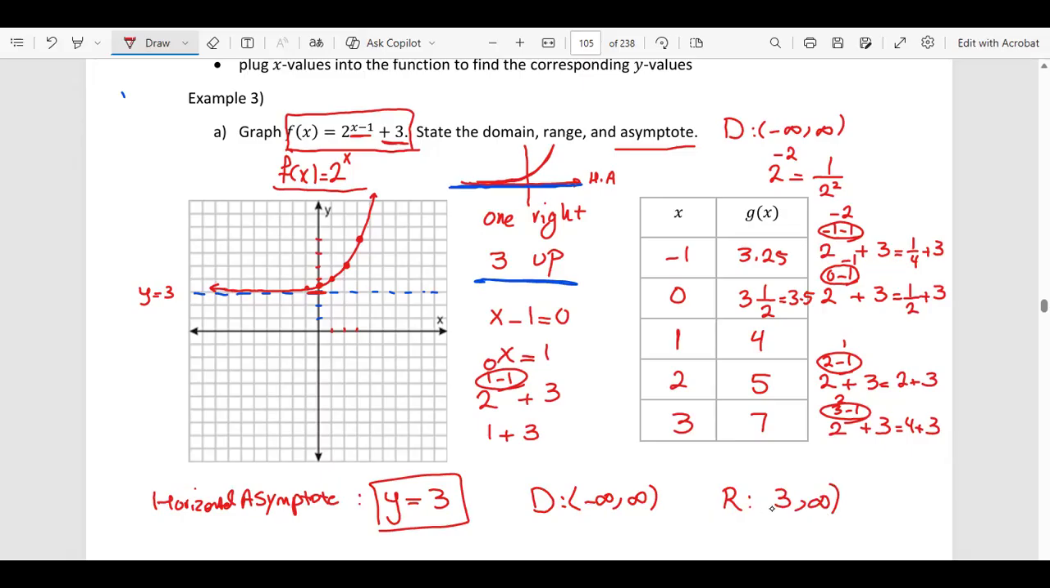But since 3 is the horizontal asymptote, it still is not included. So you have to leave it as a parenthesis, which is open. That means 3 is not included, but any number greater than 3 is part of the range.